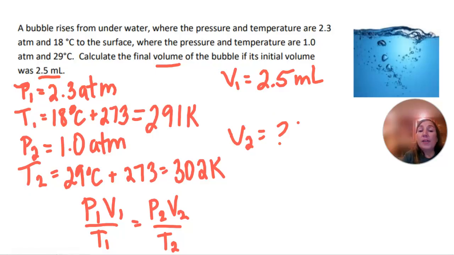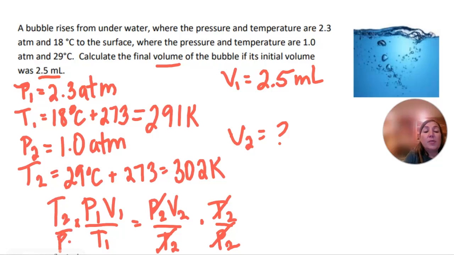We need to solve for V2 or isolate V2. You could find the equation that has V2 isolated if you want. I like to start from this one, and I like to isolate V2 myself by multiplying by T2 over P2. Now, you wouldn't have to do that. If you look at your list of equations, you will find an equation that has V2 alone: V2 equals P1 times V1 times T2, divided by T1 and P2.